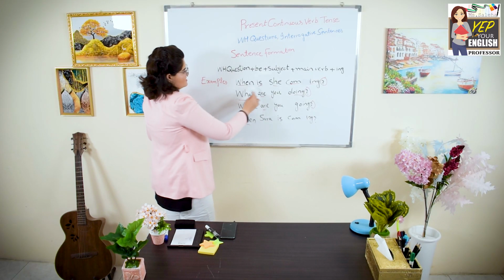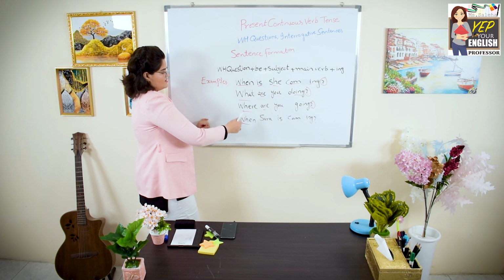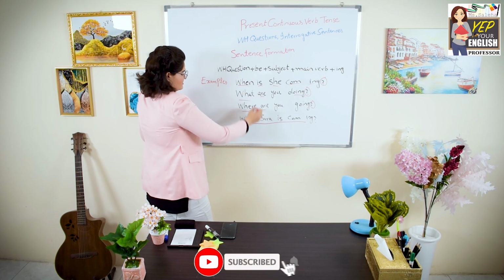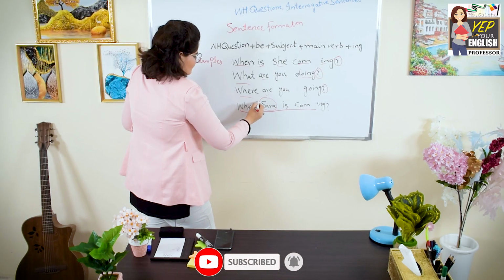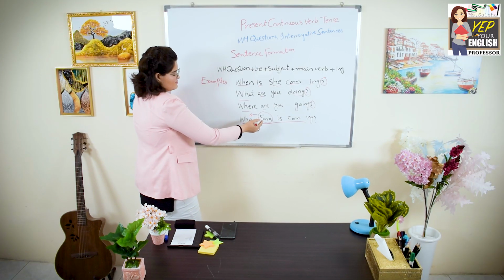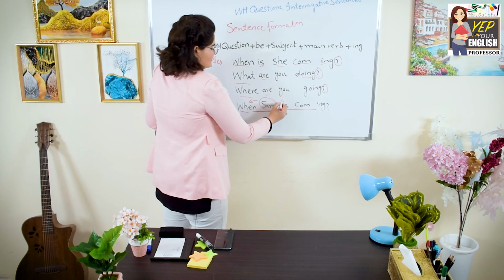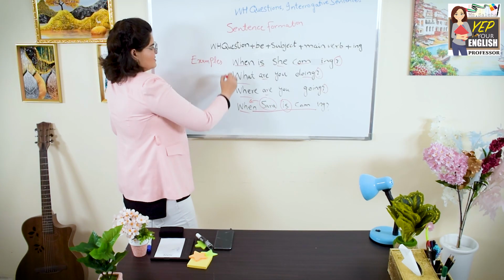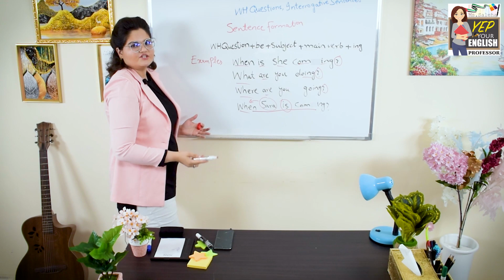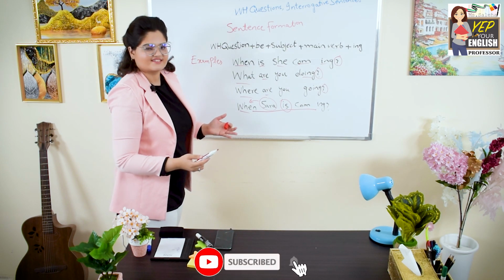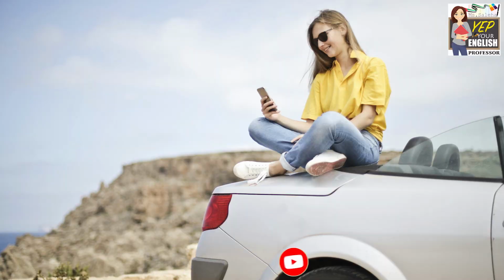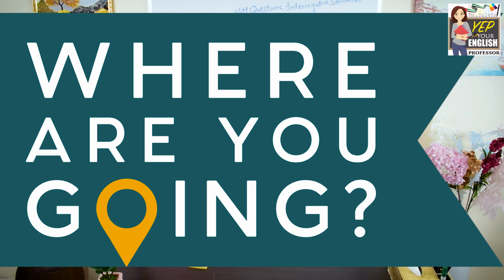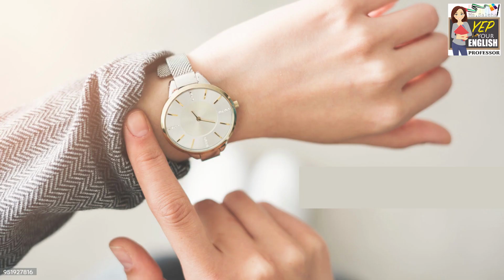The pattern is same in each sentence except this one, because we added the subject with the question word. Sometimes this also happens, and then the be form, then the main verb. This is also right, but this pattern is mostly used in present continuous tense. So let's read the sentences. When is she coming? What are you doing? Where are you going? When Sarah is coming.